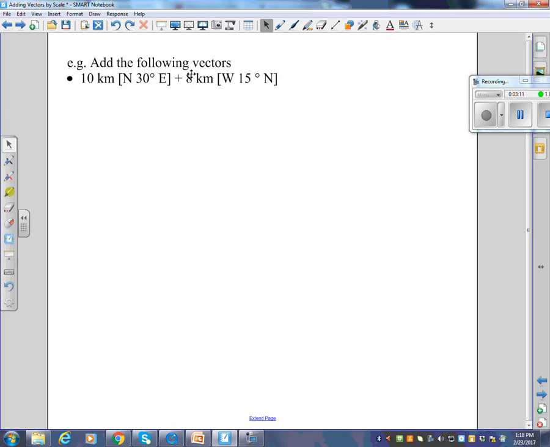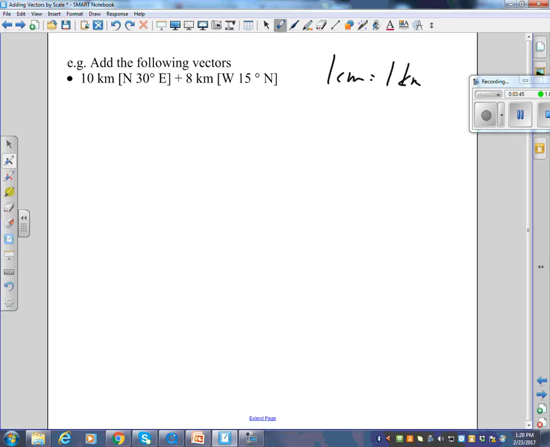Add the following vectors: 10 kilometers at north 30 east and 8 kilometers at west 15 north. And the people that have been paying attention are already getting their ruler and protractor out. I'm going to do it as an example. So the first step is to decide on a scale. We got 10 kilometers, we got 8 kilometers. We could probably go 1 centimeter equals 1 kilometer.